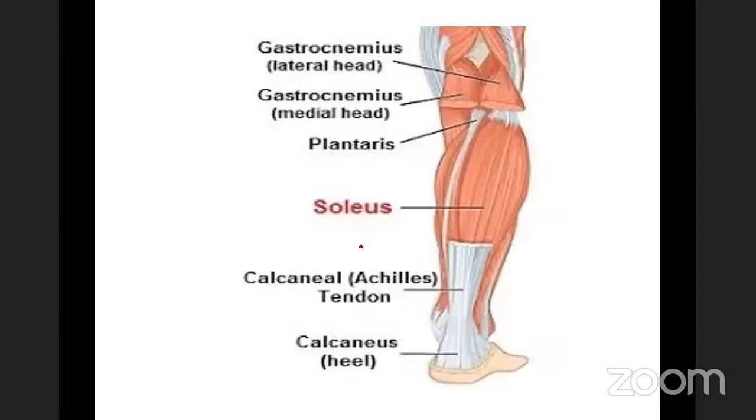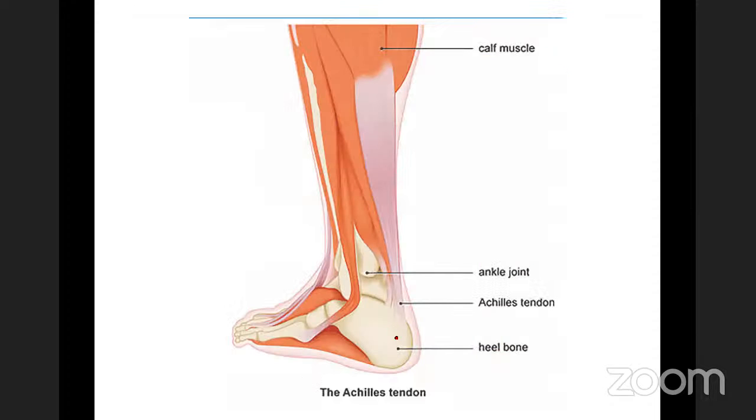So what you can see here is a cut aspect of the gastrocnemius muscle. This sole-shaped muscle is called soleus. This is the tendon of plantaris, which is attached to the medial aspect of the Achilles tendon. The Achilles tendon is attached to the middle 1/3 of the calcaneum. Yes, this is the attachment. This is the calcaneum bone, to which the Achilles tendon is attached at the middle 1/3.